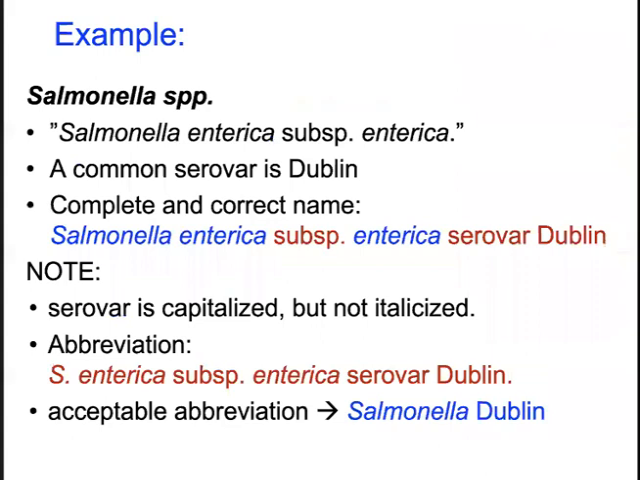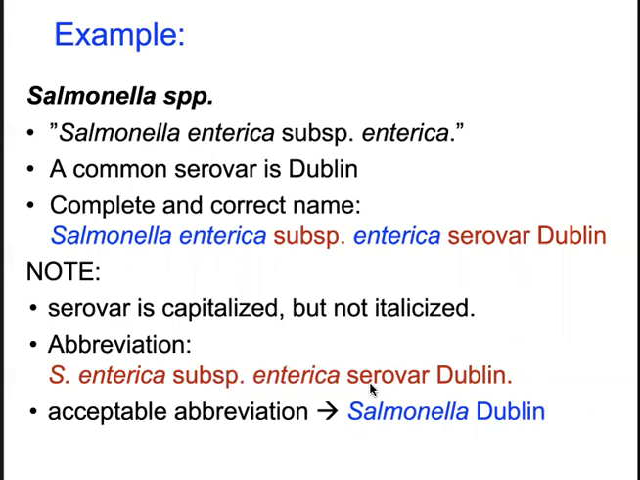Okay, so other examples, we have your Salmonella species. So you can use that. Say Salmonella enterica, subspecies enterica. One common serovar is the Dublin. So ang complete name ni serovar Dublin would be Salmonella enterica, subspecies enterica, serovar Dublin. So it's a mouthful, di ba? Pero yun yung kanya complete name. Serovar is capitalized, the Dublin. The first letter of the serovar is capitalized, but it is not italicized. If you'd like to abbreviate it, you can only abbreviate the first letter of the genus. So S dot enterica, subspecies enterica, serovar Dublin.